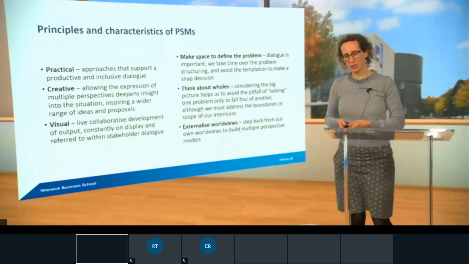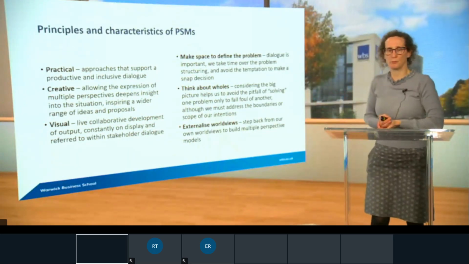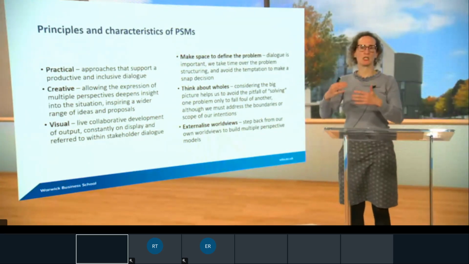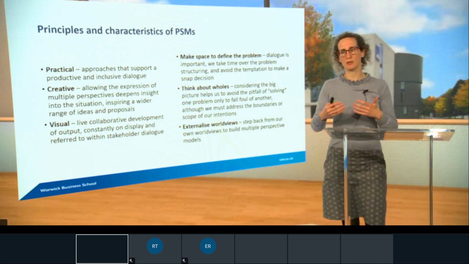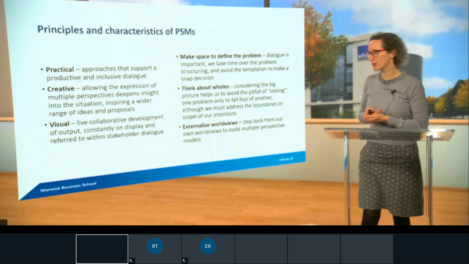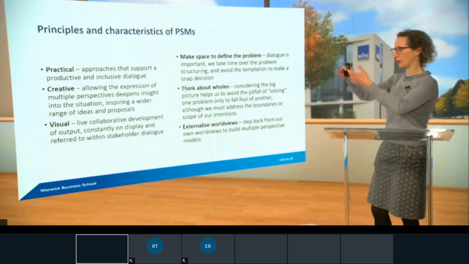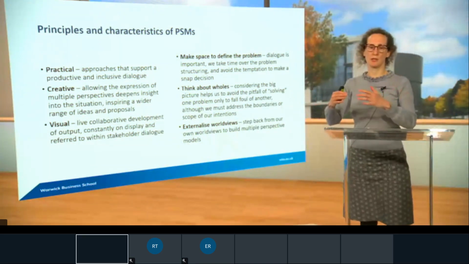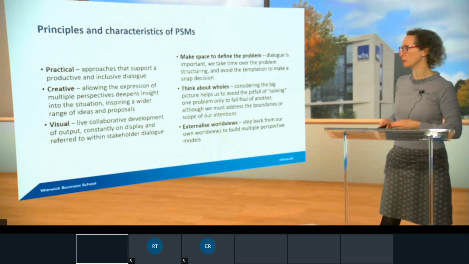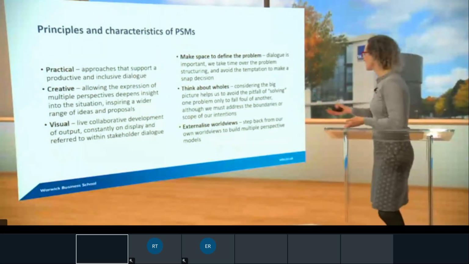However, we must address the boundaries or scope of our intentions. Those of you familiar with project management will have heard the term scope creep, when suddenly there are expectations that your project is going to deliver things that were not in that original scope, not originally agreed, not originally planned for, given resources for. So this idea of thinking about the whole is important, but then so too is the placing of boundaries around what it is we're intending to change or attempting to improve. Finally then, and I'm hoping this will be no surprise at this point, we're looking to externalize the worldviews.